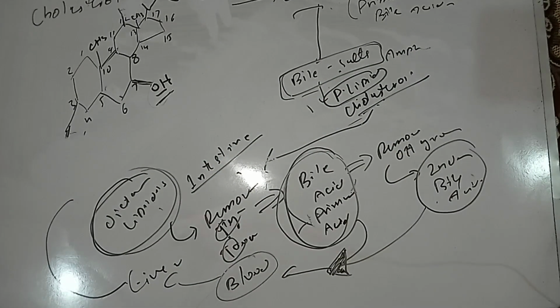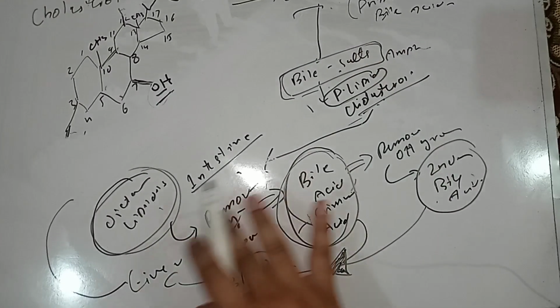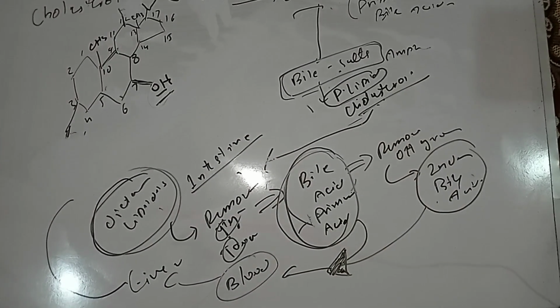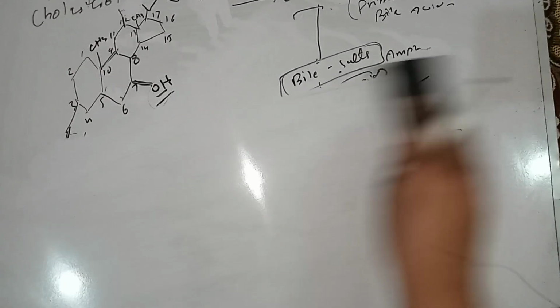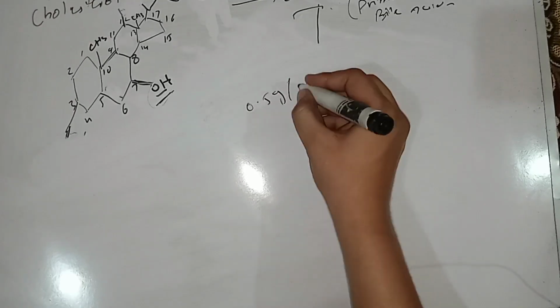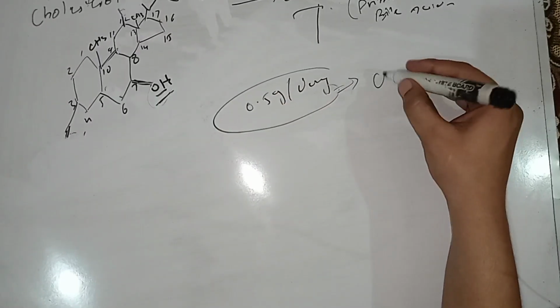This is enterohepatic circulation. So they came from the liver, went to the intestine, then were reabsorbed from the intestine and moved to the liver again. However, a small amount, about 0.5 gram per day, is lost in feces, and this amount is regenerated in the liver from cholesterol.